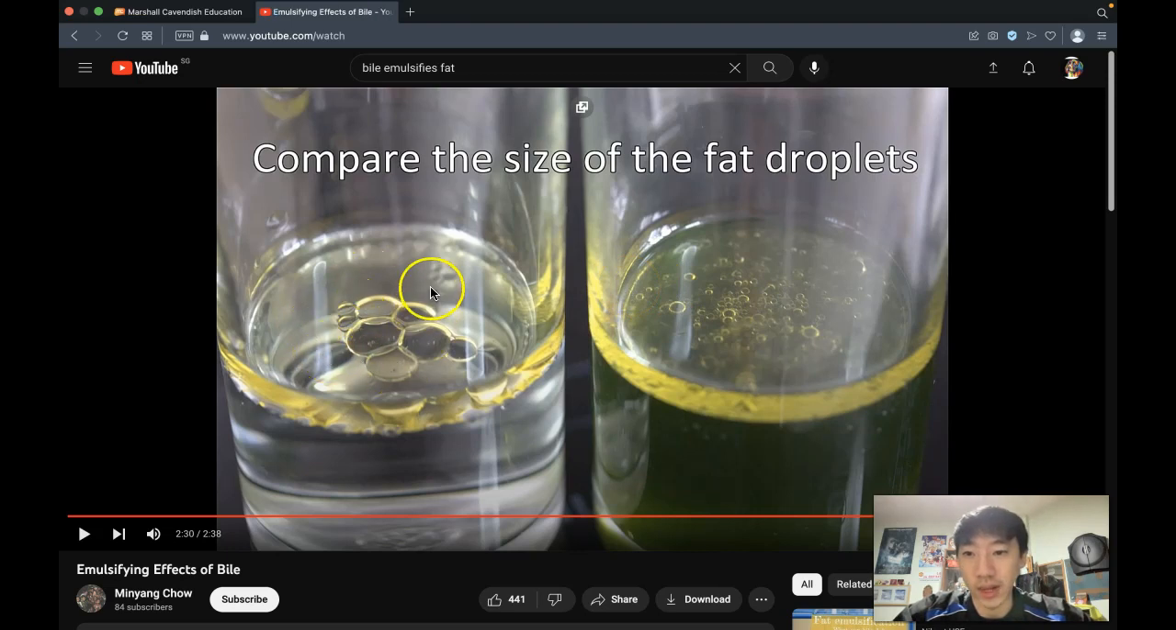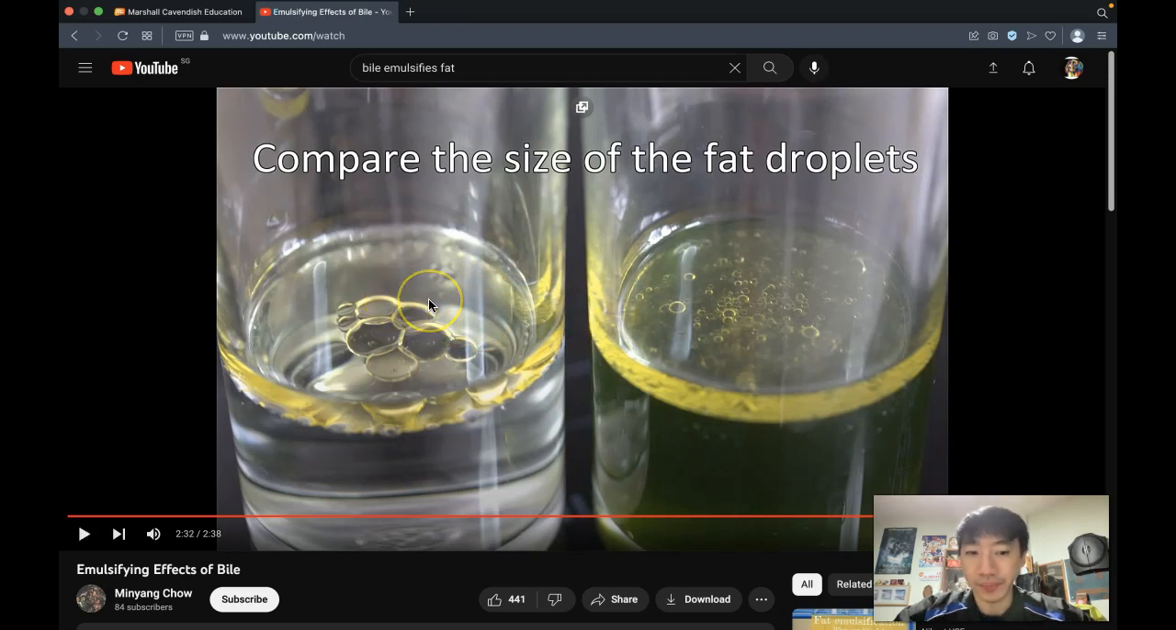So here we see very large fat droplets. Right, in fact, this whole thing is a fat droplet by itself. Then all these fat droplets versus smaller fat droplets over here. Okay, now because this whole layer is oil, it's quite hard to see exactly where it starts and ends, but yeah, it's actually quite obvious between these two. Okay, so that's how emulsification happens.